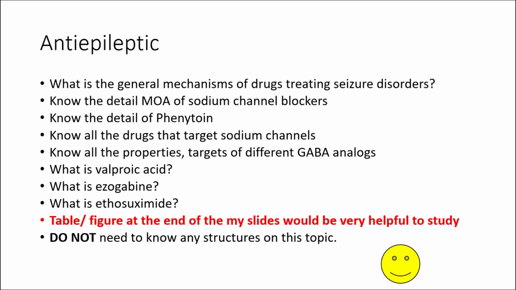Another thing I want to point out is all those GABA analogs. They are designed to look like GABA, but, big but, they don't act like GABA. I cannot emphasize this enough. So be sure to go through the table. Be sure to know what each of those GABA analogs binds. They are not binding to the GABA receptor just like GABA. I'll say that again: don't miss that concept.